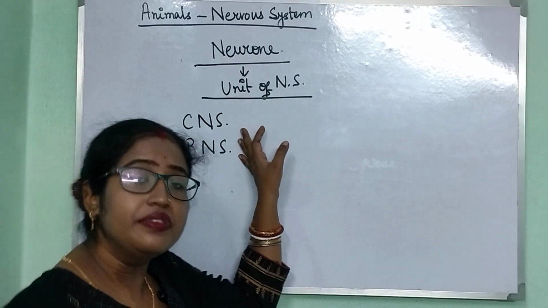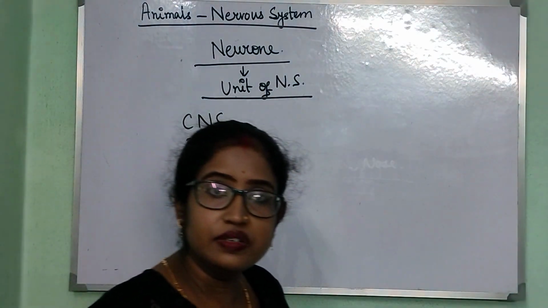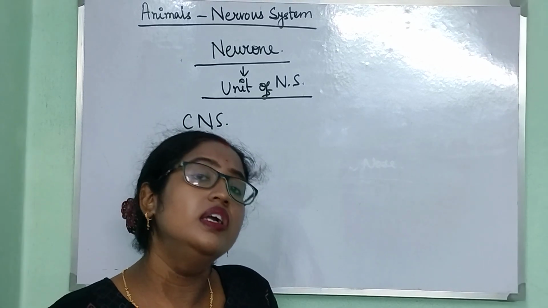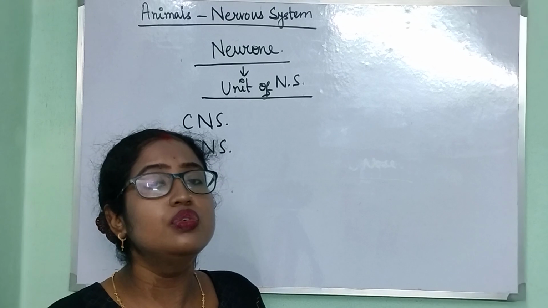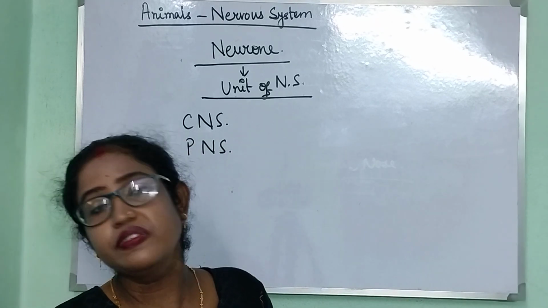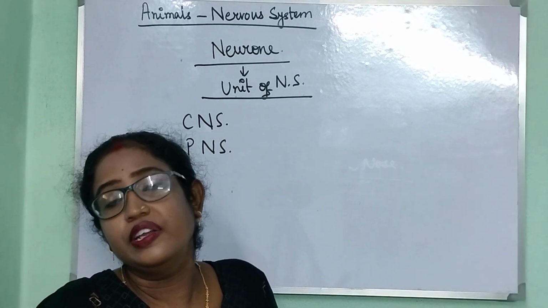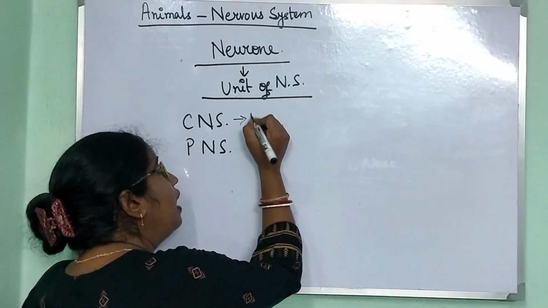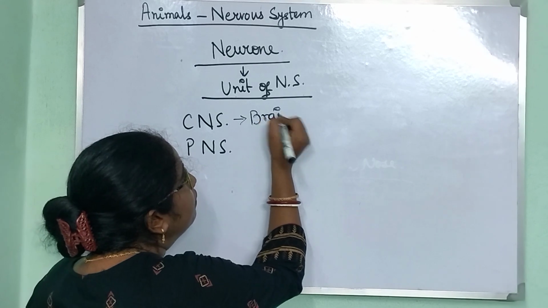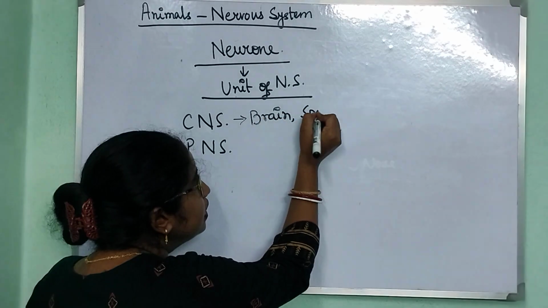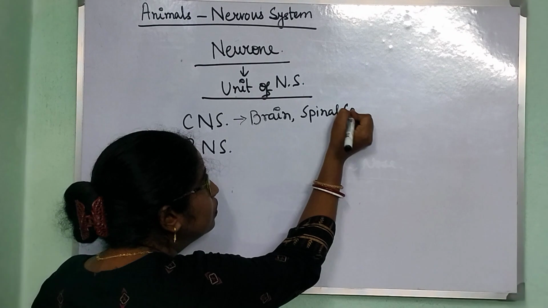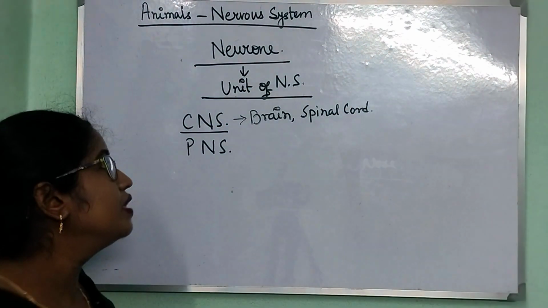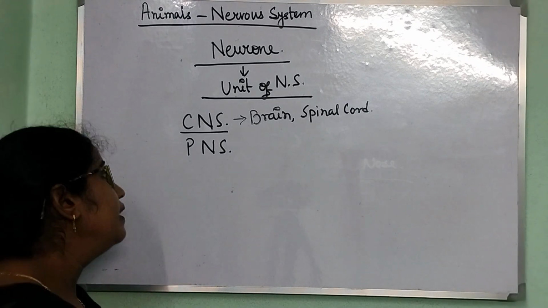Similarly, the central nervous system, or parts of the central nervous system, guides us or orders our different organs to do something against specific kinds of stimuli. The central nervous system has two parts. One is our brain and the other is our spinal cord. So these are the two central nervous system parts: first the brain, and second the spinal cord.